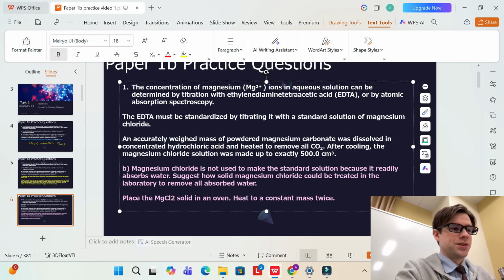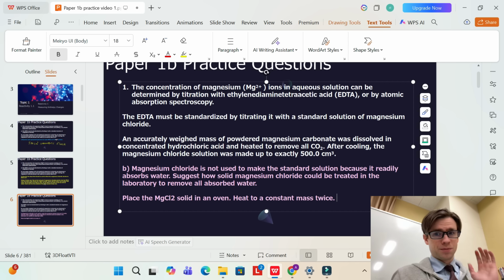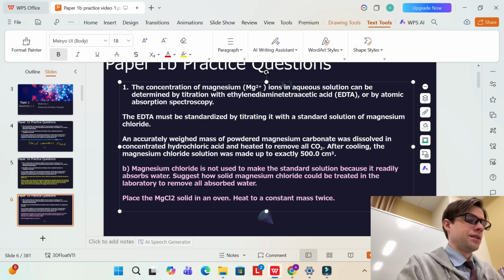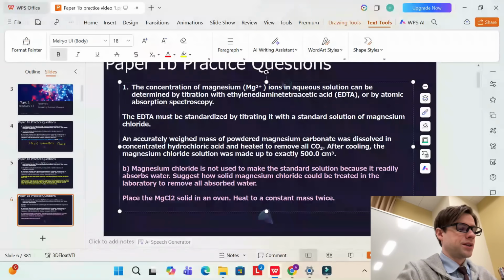And if you just do that once, that might be an error, so it's good to do it twice. Put it in the oven for an hour or so, check the mass before and after. If there's no change, no more water is being removed. So do it for one more hour after that. Then you can pretty safely say any significant amounts of water will be removed.